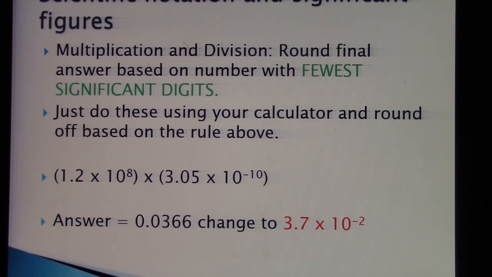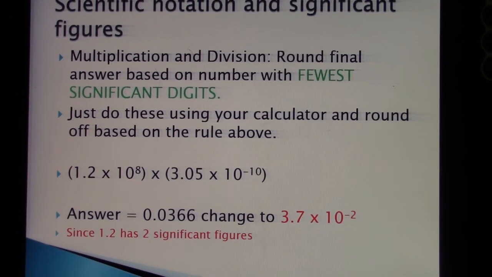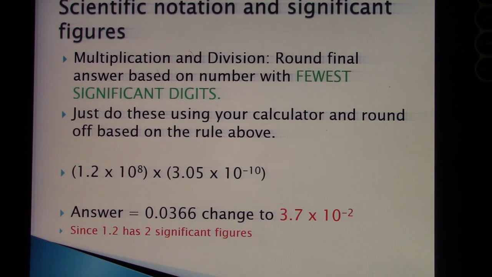Write down the answer, and because the numbers are in scientific notation, you leave it that way, so we'll round it off to 3.7 times 10 to the negative 2, because the 1.2 has 2 significant figures.